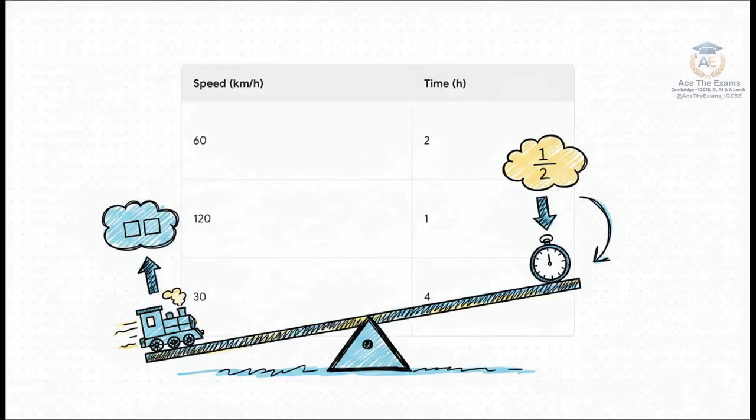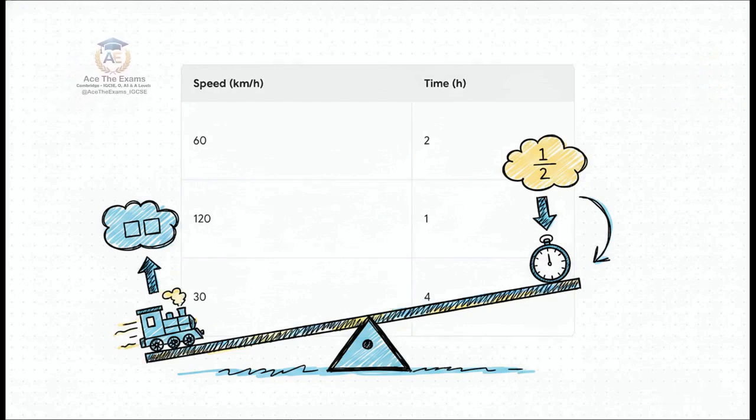Let's do a quick data scan challenge. Look closely at this table on the screen. What is the core trend happening here? When the train speed doubles from 60 to 120 kilometers per hour, what happens to the time? It halves. It goes from 2 hours down to 1 hour. And if the speed drops to 30, the time doubles to 4 hours. It's a perfect mathematical seesaw. As one side goes up, the other side comes down by the exact same factor.